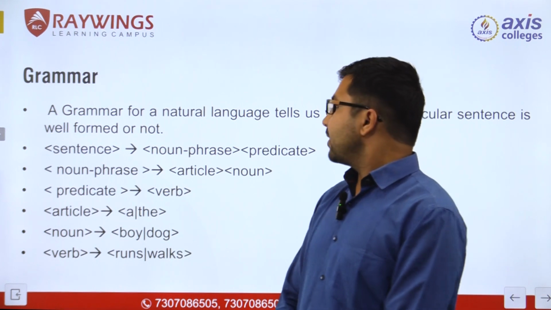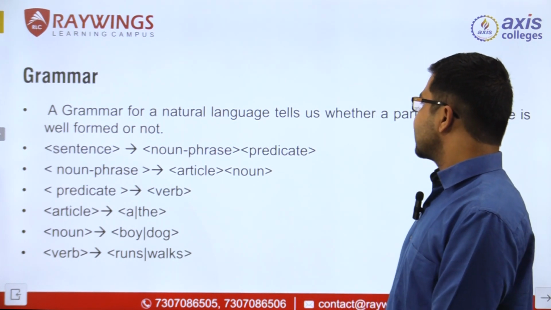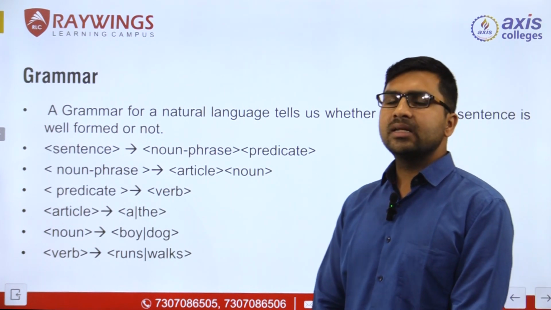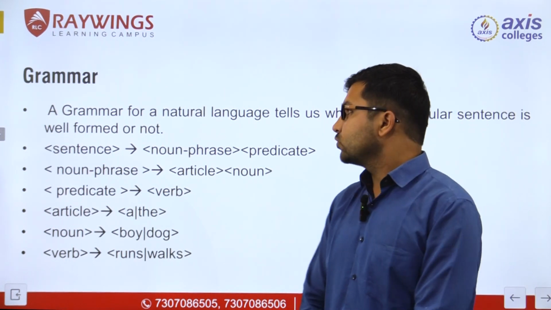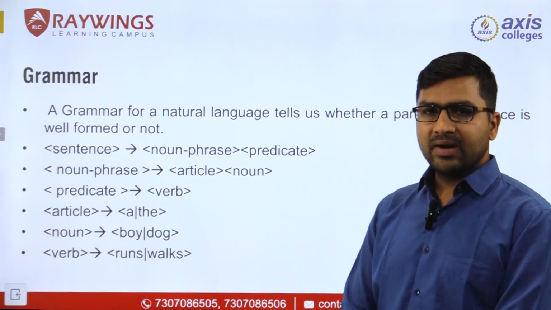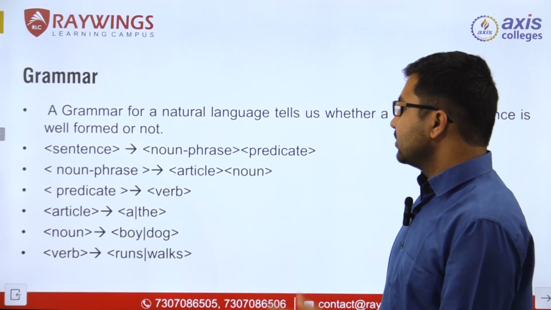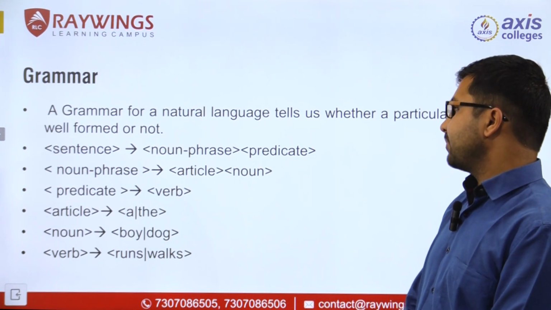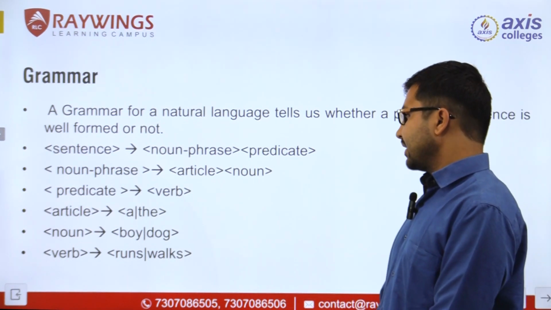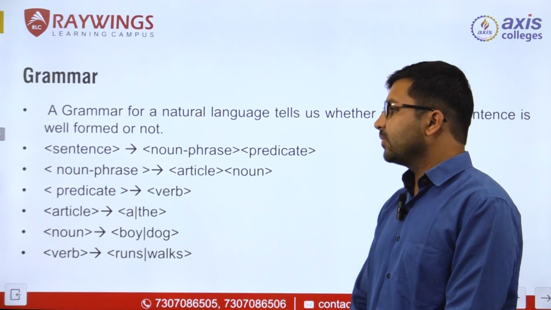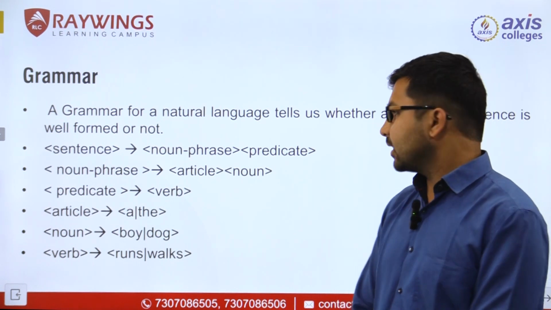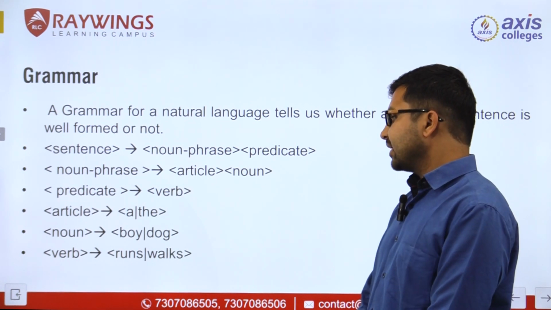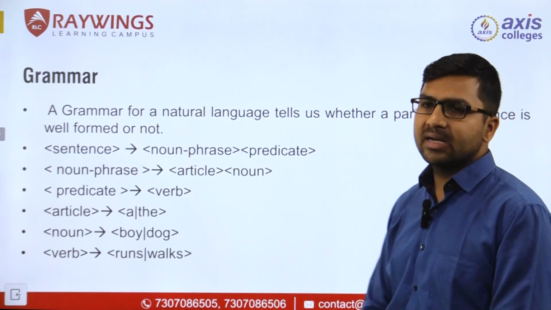Grammar. A grammar for a natural language tells us whether a particular sentence is well formed or not. Just as in the English language, grammar is used to check whether a sentence is properly defined or not. For the English language, a sentence contains a noun phrase and a predicate. Noun phrase contains an article and a noun. Predicate contains the verb. Article contains a and the. Noun contains boy, dog, and verb contains runs, walk. This is the phenomenon for English grammar.